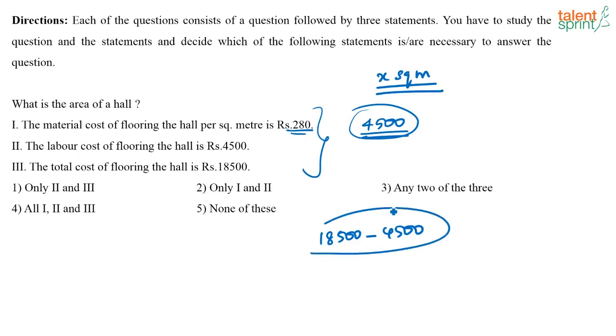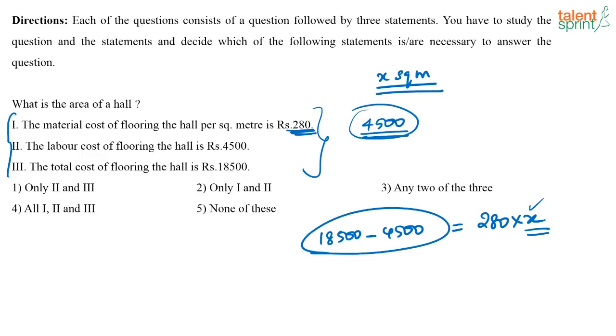Now, what does this cost of material account to? This cost of materials is nothing but 280 into x. See, if the area of this hall is x square meters, per square meter they are going to charge 280 rupees for the materials. So for the total hall, the total cost for the material is 280 into x, and that is equal to this value. So you can solve and find the value of x. If you use all the three statements, you will be able to arrive at the answer.